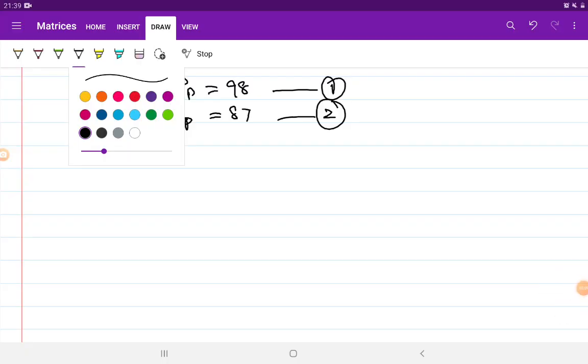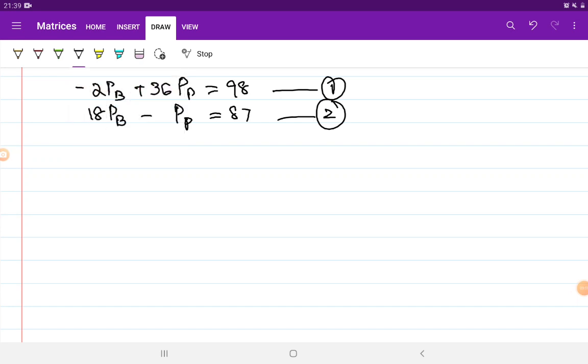now equations 1 and 2 can be written in matrix form because the question specifically asks you to use the inverse matrix tool to find the prices charged. So for that, I can write these two equations in matrix form. So first is the coefficient matrix. Remember, when I write the coefficient, I'll write it along with the sign. So that's minus 2, 36, 18 and minus 1. That is my coefficient matrix.